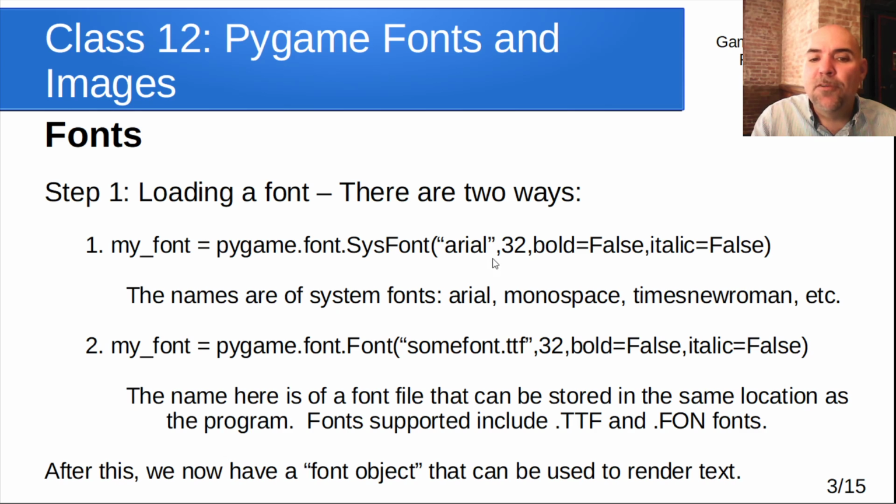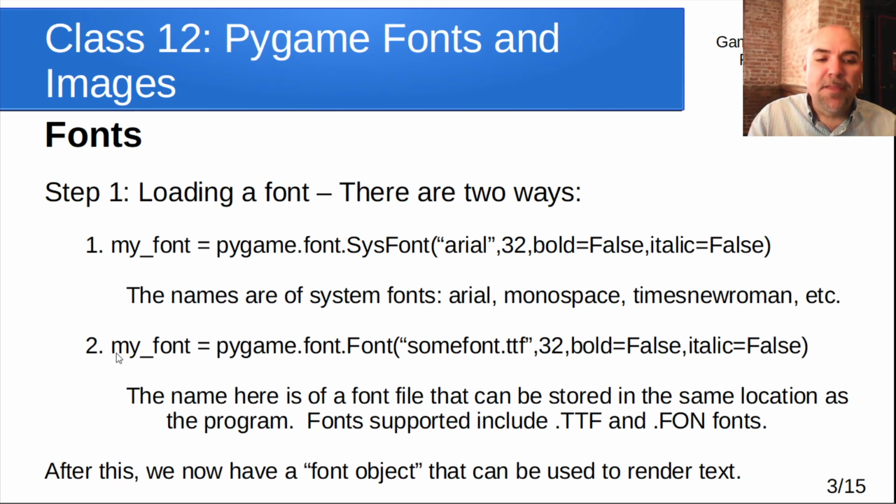Arial is a pretty safe one. Monospace is a pretty safe one. It looks more like a typewriter, and Times New Roman is a pretty safe one. But note that if you try to put a name here for a font that it doesn't have, it'll just default to something like Arial. So if you put in SysFont and then something crazy that doesn't exist, it'll say, I don't have that font, so I'll just use the default operating system font, which is usually something like Arial.